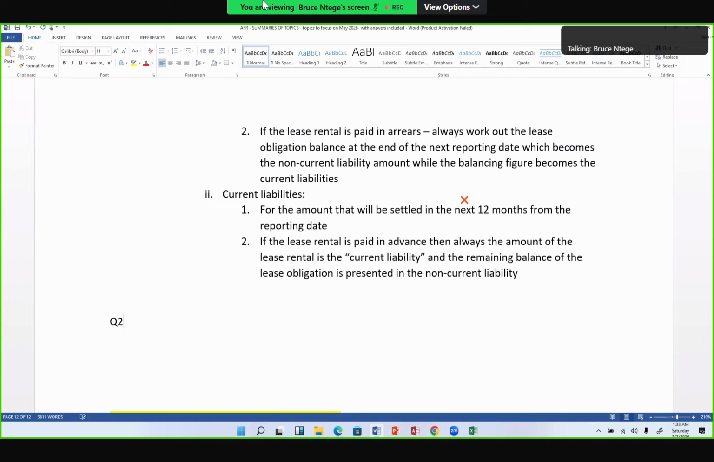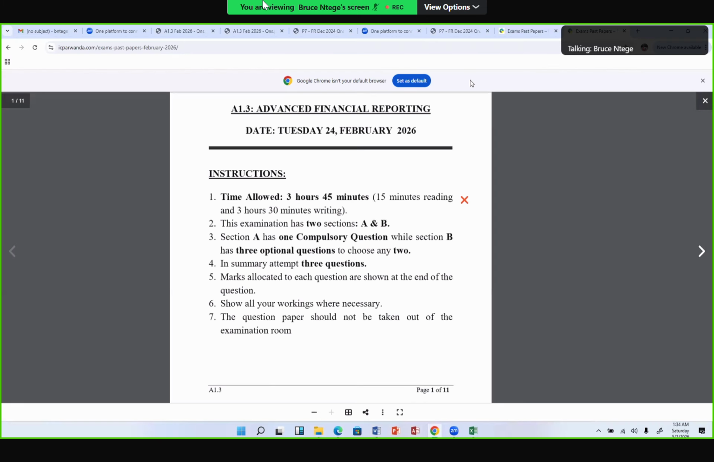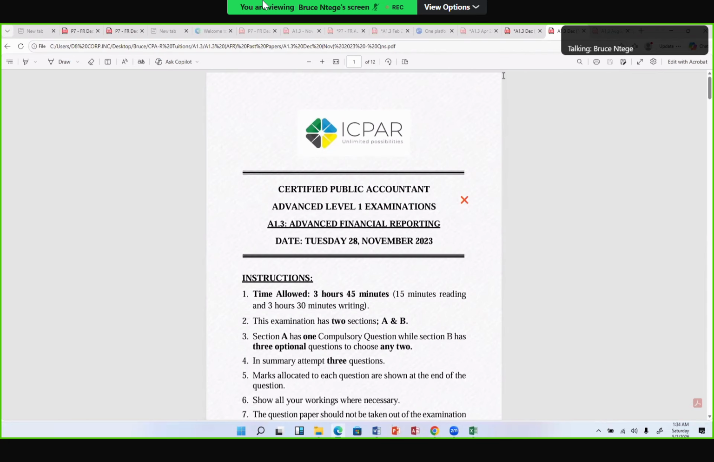It's a good practice question if you've looked at it before. Let me just see if I have opened that paper. November 2023. Okay, here it is. So we want to go to question 2 in section B and pick out that question. So I'm basically looking at this question here, part A.